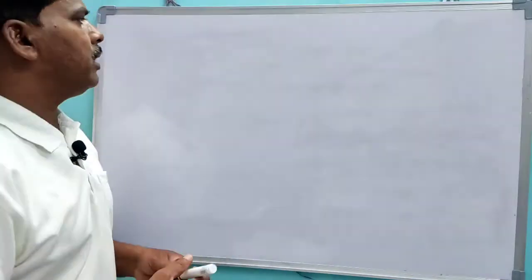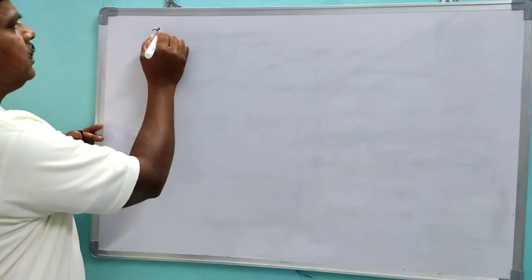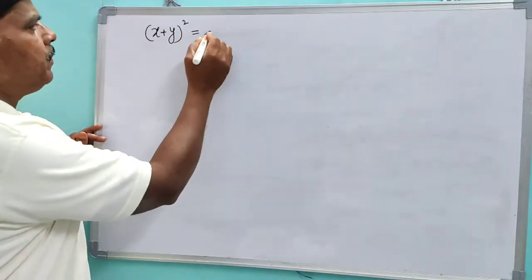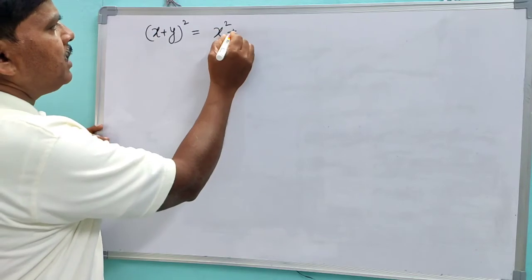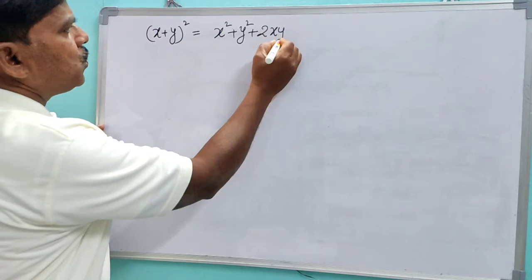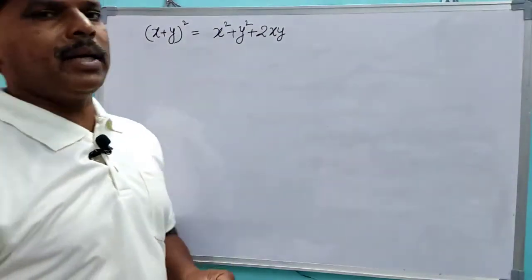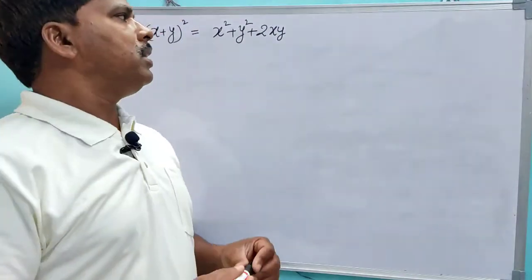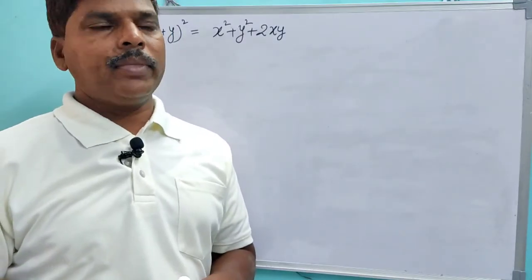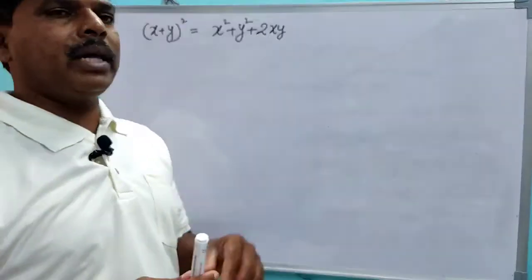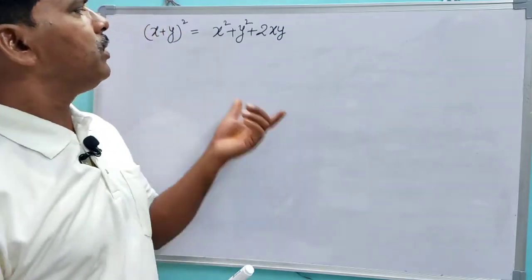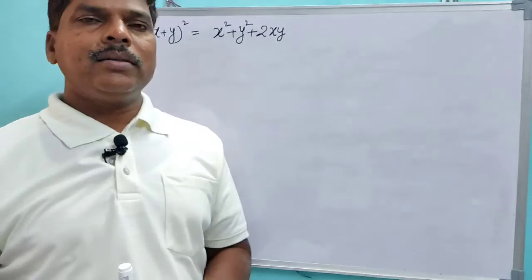So let us take an example. (x plus y) whole square is equal to x square plus y square plus 2xy. So this is a mathematical equation. This is true for all values of the variables x and y. Both LHS and RHS are equal for all values of the variables x and y. So therefore this is called an identity.